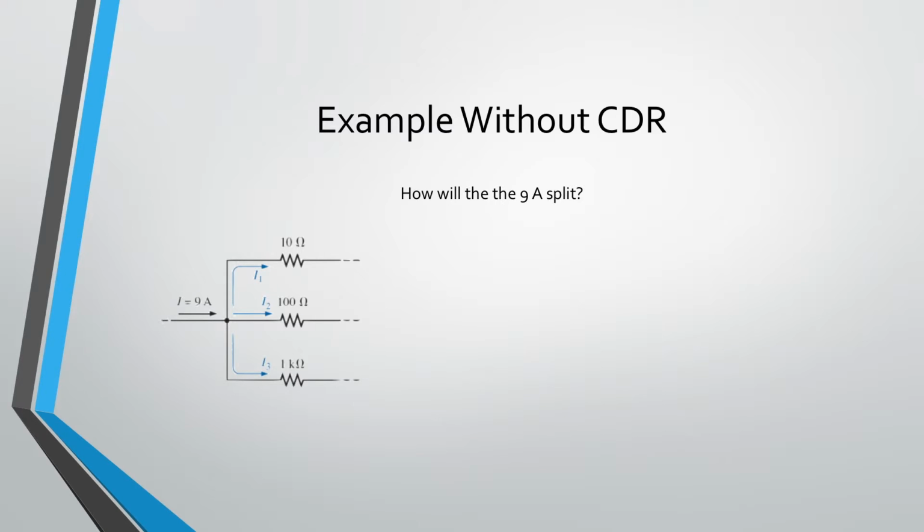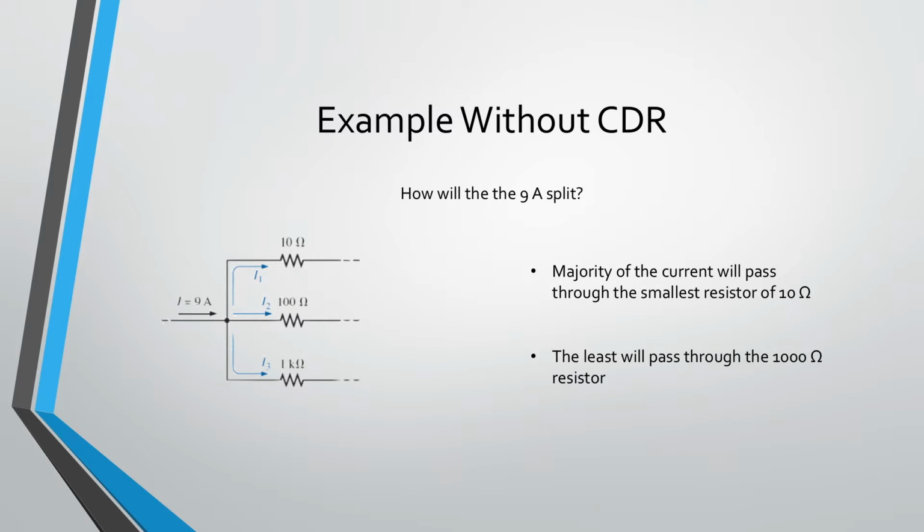As shown in this figure, the current value of 9 amps is splitting across three parallel resistors. From inspection, we can see that the majority of the current will pass through the smallest resistor of 10 ohms, while the least will pass through the 1000 ohm resistor. Now, as the above example explains how to find a relative magnitude, it doesn't provide the definite magnitude. To find this result, we will need to use the current divider rule.